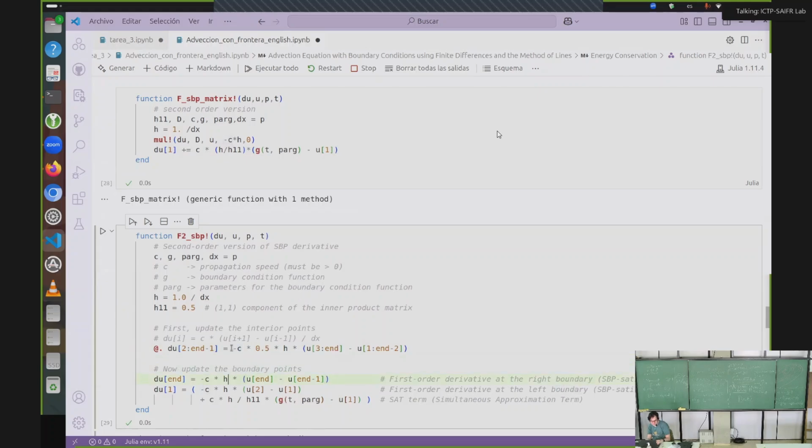And then at the boundaries, we do exactly the same, just that we use one less point because we have one less point to use here the first order derivative, and here again the first order derivative plus the SAT term. So this here is exactly the same that we have right here. This is the SAT term, and this here is exactly the same as this here.